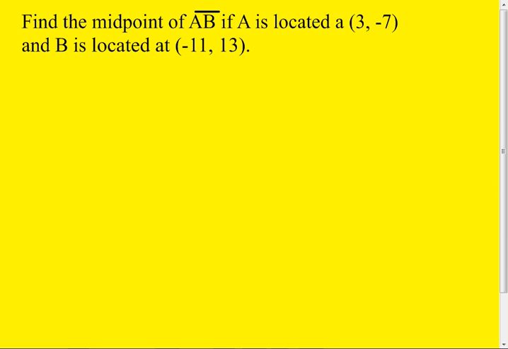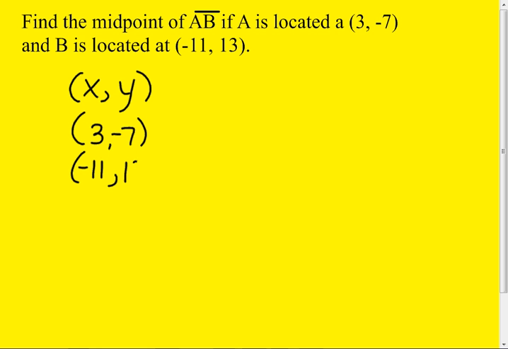Okay, so I want to find the midpoint of AB. I'm going to write x, y, and I'm going to put in 3, -7, and -11, 13, because there's 4 numbers there, and you get confused and mess them up. So I want to do the x's. Let's try that color. And the x's are these guys.